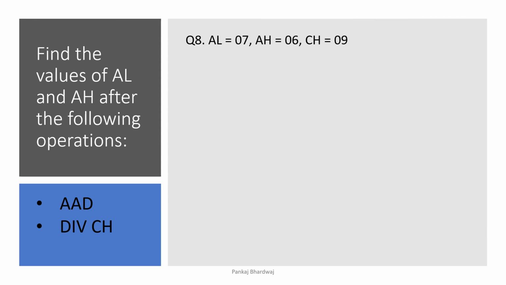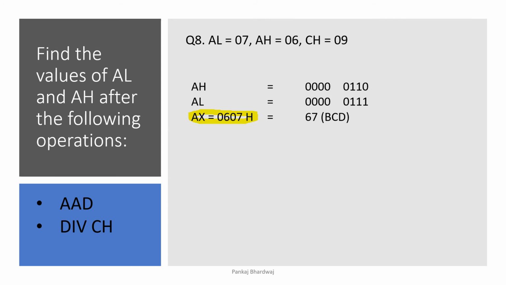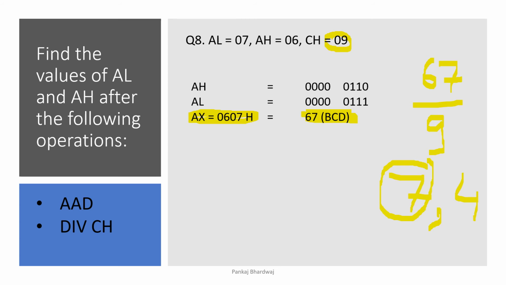Next question is AL equals 07, AH equals 06, and CH equals 9. So the number is 0607, or 67 in BCD number. So 67 is divided by 9. So what do we get when we divide 67 by 9? We get 7, 9 sevens are 63. So 7 is the quotient and 4 will be the remainder. So AL will get the data that is 7 and AH will be the 4. Let's see. AH is 04 and AL is 07 because we did the AAD operation.